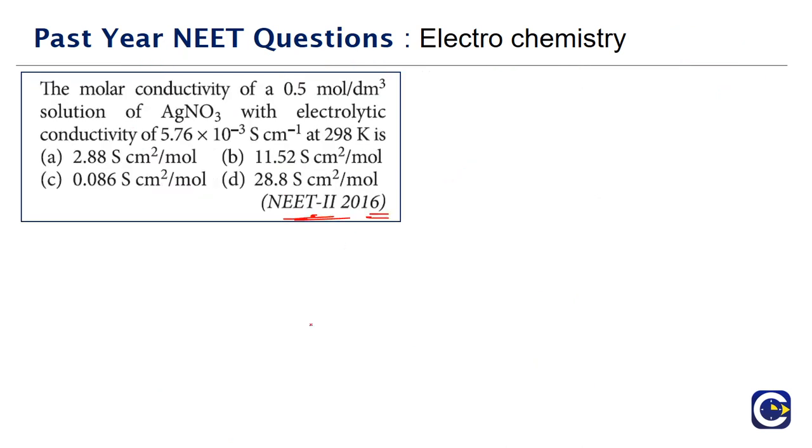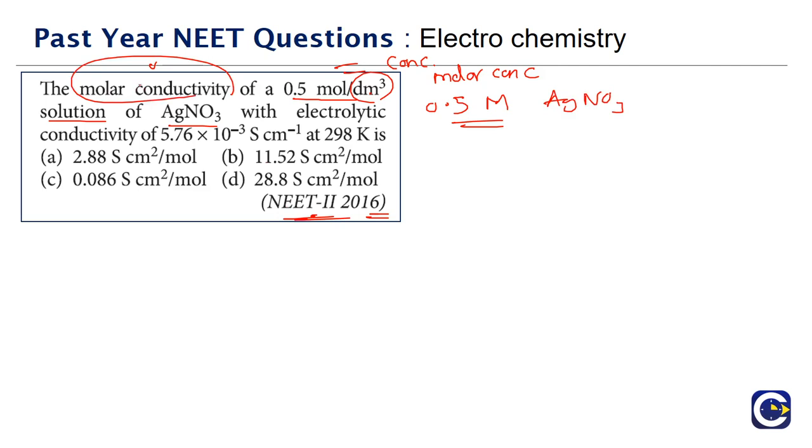Next we have a question that has come in paper 2 of 2016. The molar conductivity of 0.5 mole per decimeter cube solution of AgNO3, what is this? This is the concentration given to us. This is actually the molar concentration. Why? Decimeter cube is nothing but liter only. So it is 0.5 moles per liter, meaning 0.5 molarity. That is our AgNO3 concentration. Okay. So what do we need to find? We need to find the molar conductivity lambda m.